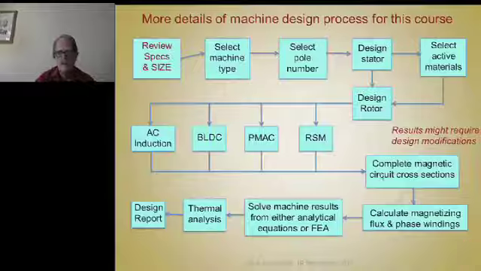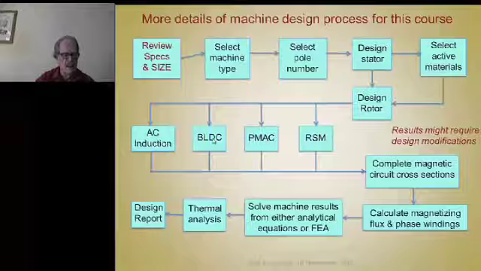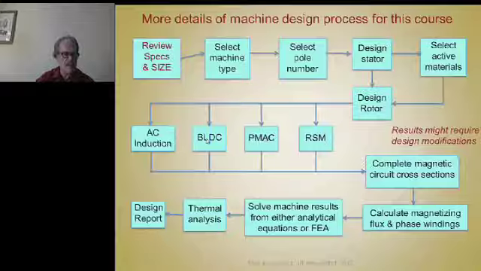So when you get down to designing the stator to go with that rotor, you can look at all these different rotor types: the reluctance synchronous, the permanent magnet AC, brushless DC, and then of course this has an IPM or surface version. This is always surface, or the induction machine.